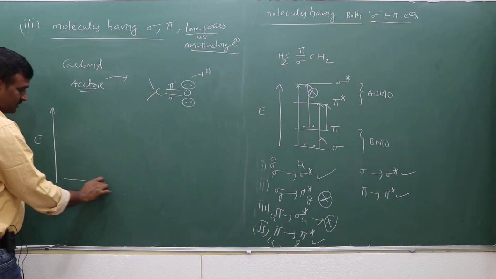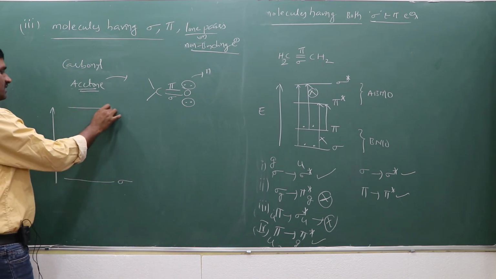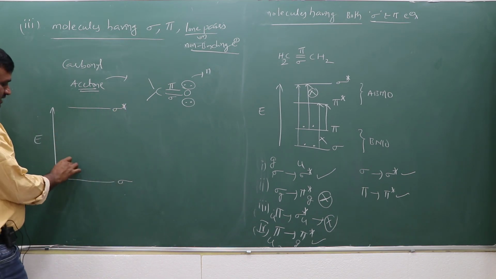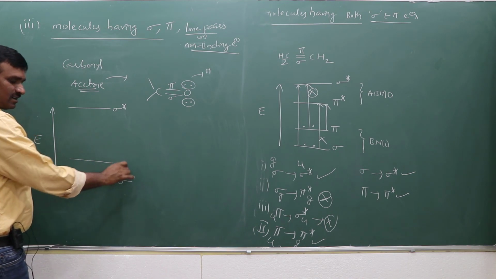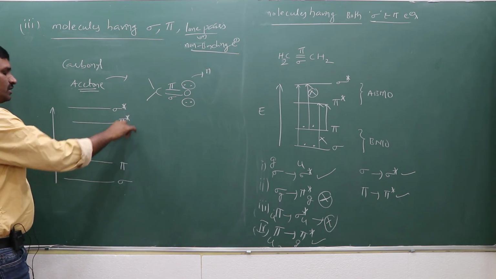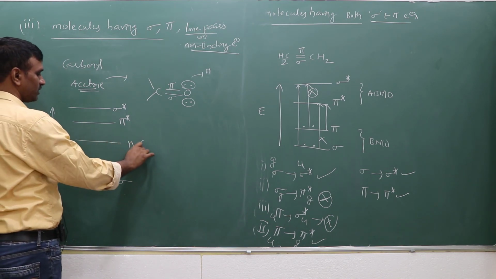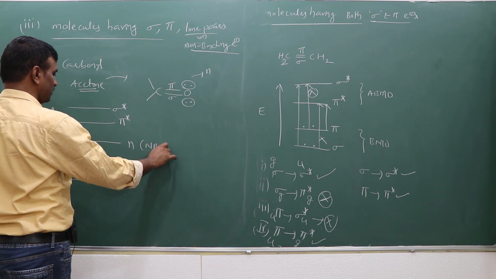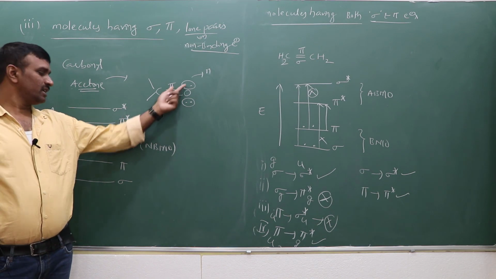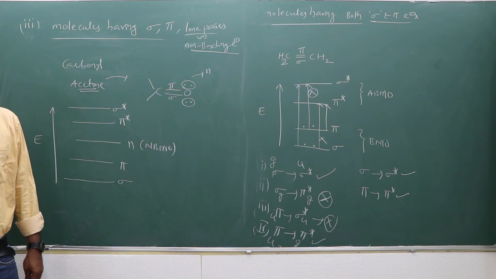Listen, one is sigma, which is there automatically, and then sigma star, the anti-bonding molecular orbital. Next, the pi bonding molecular orbital is there, and again the pi star molecular orbital. Another level is the non-bonding molecular orbital, which may be considered as n. Because lone pair electrons are there, only non-bonding levels are there. See, two lone pairs of electrons are there in this case.